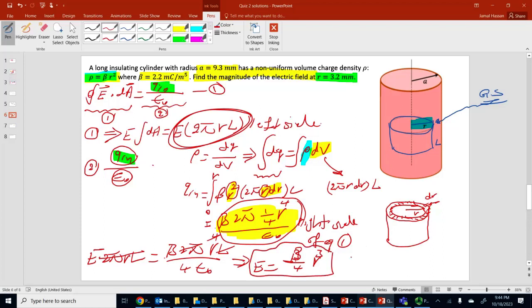Okay, I'm not going to do the very last step by substituting numbers. We have beta and we have R, so this should be the final answer. The difficulty was actually finding the Q inside the Gaussian surface. So that was one question of a previous midterm.